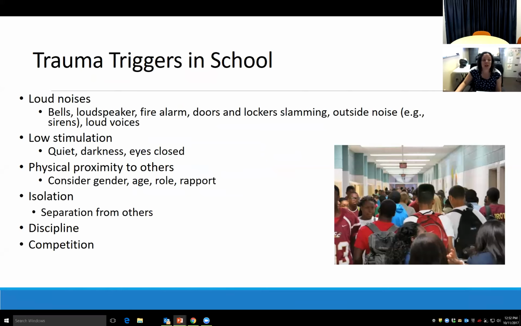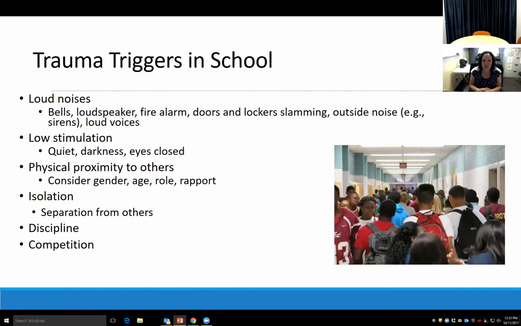Looking at more specific triggers. So we have loud noises, which if you think of a school, there's an incredible amount of noise. We have bells, a loudspeaker, doors and lockers slamming, noises from the street, and all the voices. If you think of the hallway, all the reverberation of all the noise, that can be really overwhelming. And then on the opposite end of the spectrum, some individuals are triggered by low stimulation, by the quiet, by the darkness, by having their eyes closed.